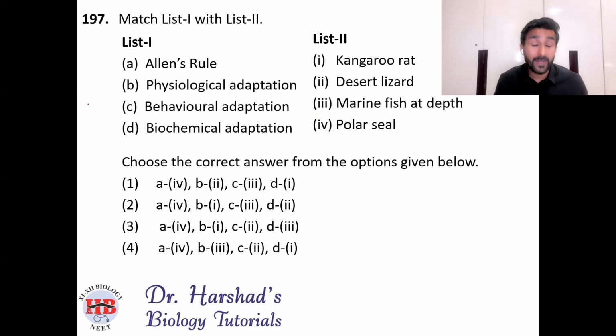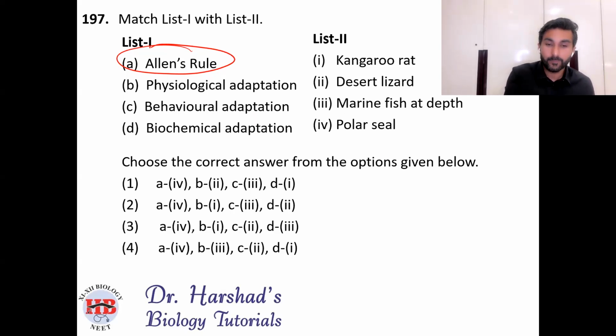Now, this is a part which is your part under adaptation. If you remember, Allen's rule is about the surface area for heat loss, and it gives you the example of small ears which are found in polar animals like polar seals. So A would be 4.